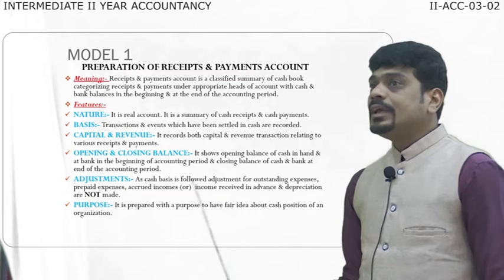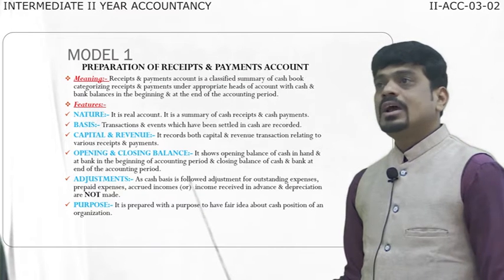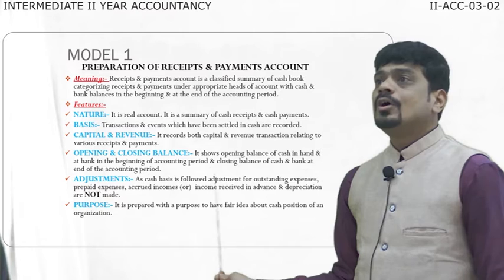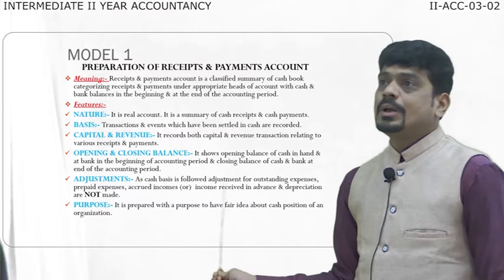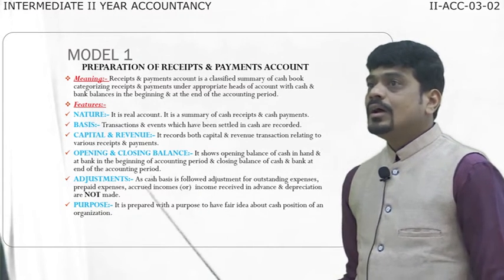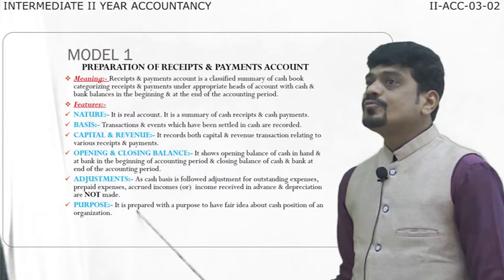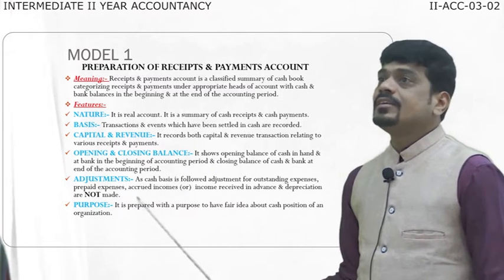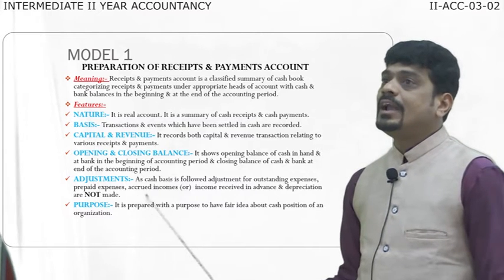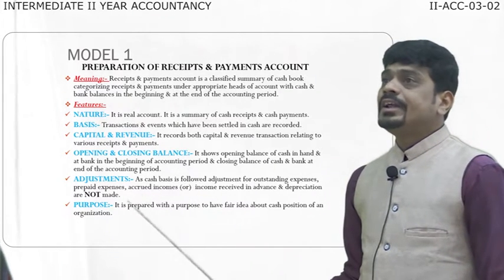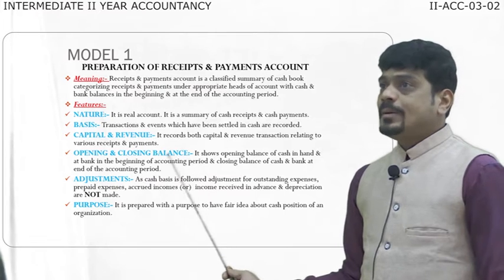Since we are following cash basis of accounting, we are not going to give any adjustment like outstanding, prepaid, income received in advance or depreciations. The purpose is to find out the cash position, that is, the balance of cash either in hand or in bank. With that motive and intention, we prepare receipts and payments account.